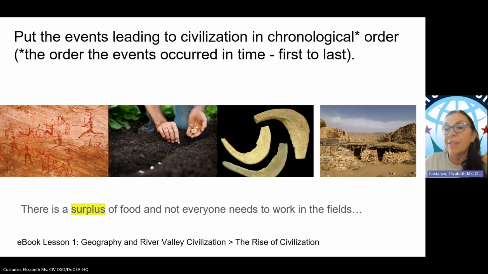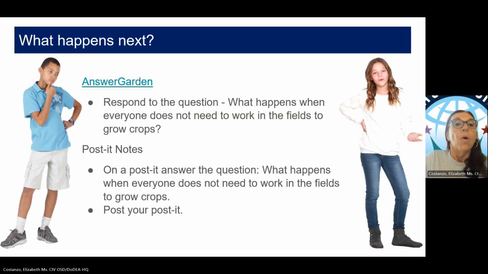You listen to what they have to say, give them about a minute, and you're going to get that definition of surplus. For the students, they will know that surplus hopefully is extra of something, which is then going to lead us. So we're still not into our mini lesson yet. We're just setting the stage, and then going to lead us into the next part of the lesson, which is for the kids to think about the question, what happens when everyone does not need to work in the fields to grow crops?